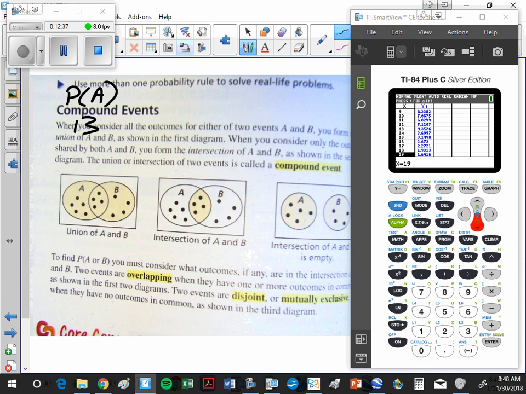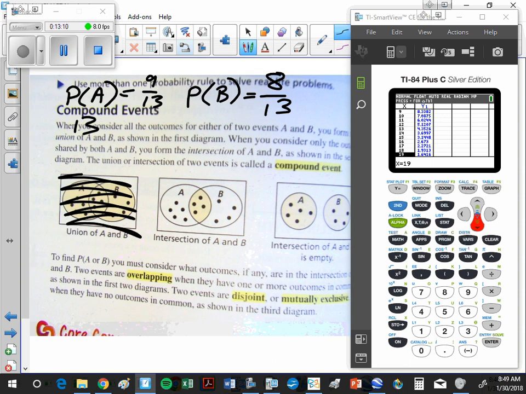Well, how many dots are there inside A? 1, 2, 3, 4, 5, 6, 7, 8, 9. So the probability of A is 9 out of 13. Okay. What's the probability that B happens? So we look at B, 1, 2, 3, 4, 5, 6, 7, 8. 8 out of 13. Now, let's say I couldn't see the picture.